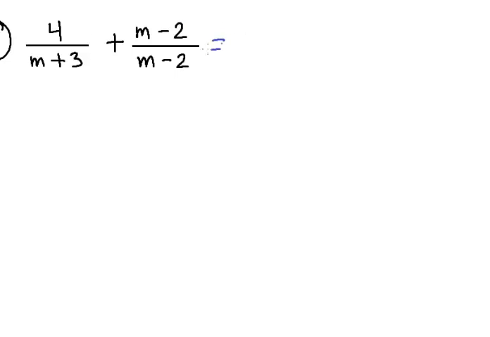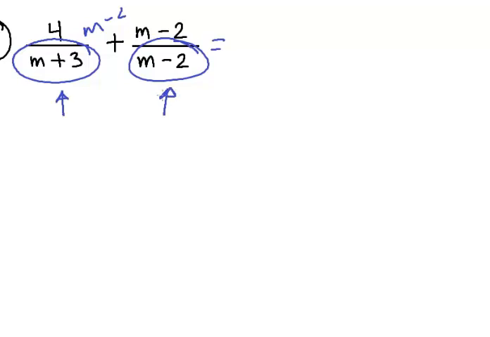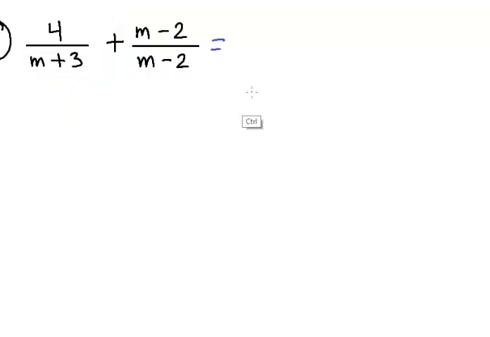So I cannot factor, so I just need to consider the denominators. They're different. Because this one is missing m minus 2, I'm going to multiply with m minus 2 in here. And because the other is missing m plus 3, I'm going to multiply with m plus 3 in there. So those are the things that I need to multiply to make sure that I match the denominators.